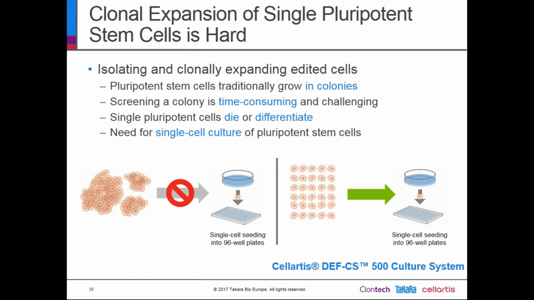And we provide the Cellartis DEF-CS culture system, and this is really a complete culture system that allows single cell passaging, but also single cell cloning downstream of gene editing. So if you are working with iPS cells and interested in single cell cloning, there will be a webinar on the 18th of May that will really focus on this aspect. So it's just about single cell cloning downstream of gene editing of human iPS cells.